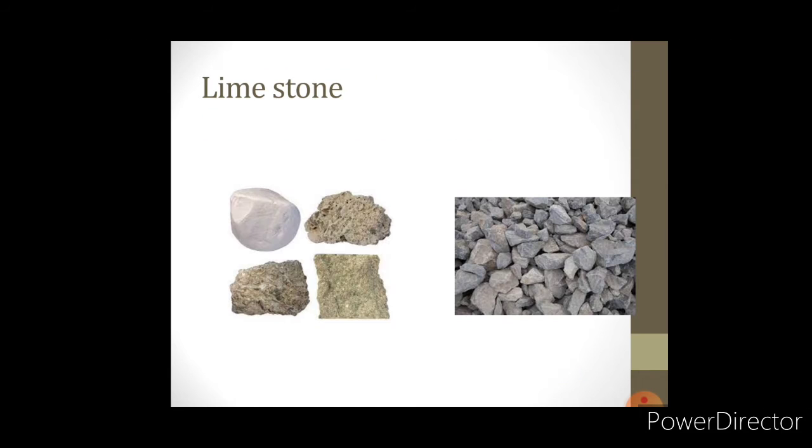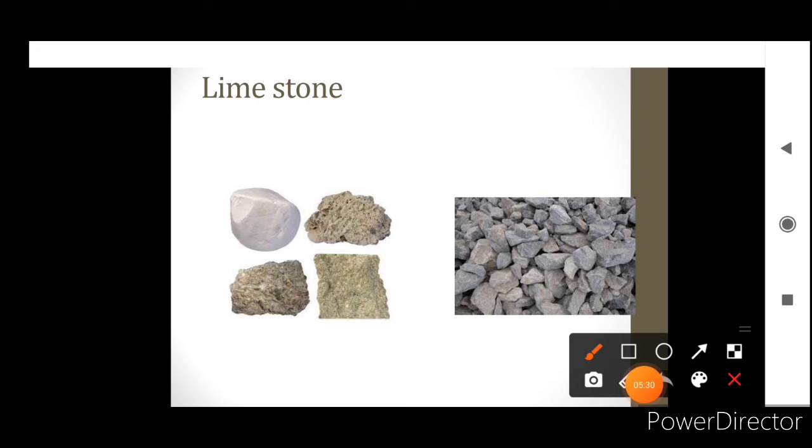Now we will see the different types of sedimentary rocks. As we saw different types in igneous rocks, in sedimentary rocks also we have different types. One of them is limestone. This limestone is made of a mineral called calcite. It is formed from a mineral called calcite.